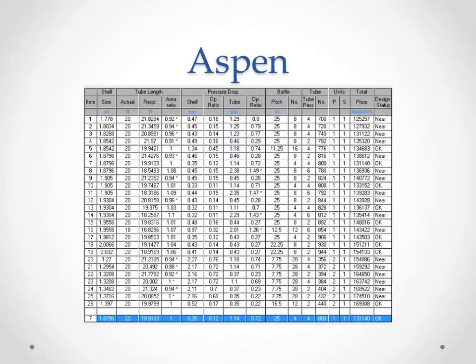This figure shows the optimized shell and tube heat exchanger. There is a minimal pressure drop of 0.35 psi for the shell and 1.14 psi for the tubes. Finally, it was determined that the cost was about $131,000.